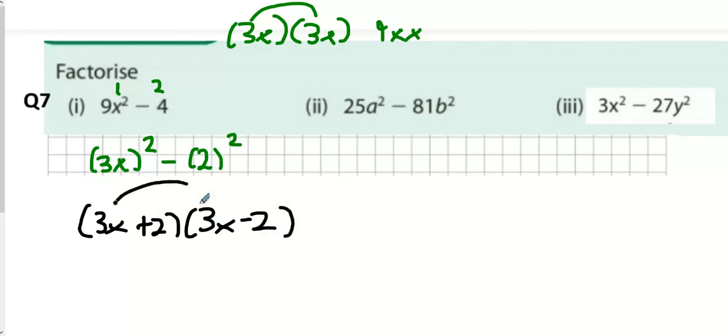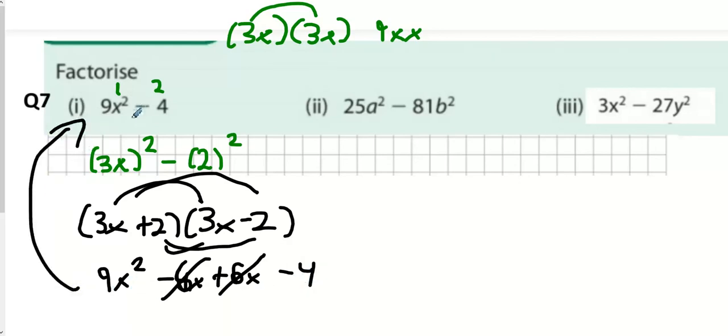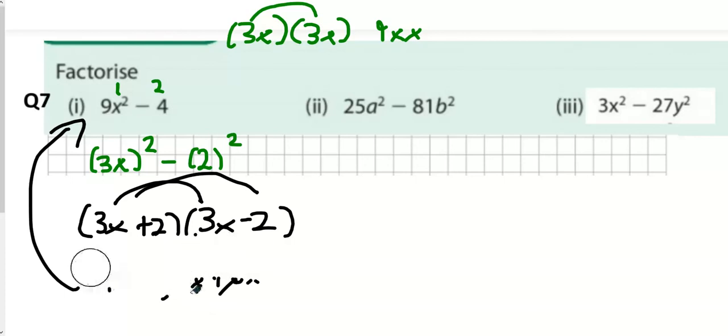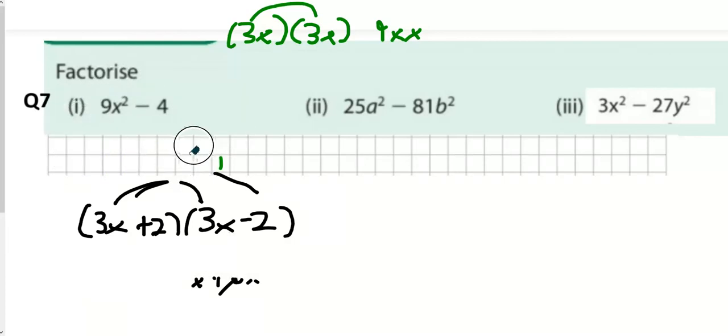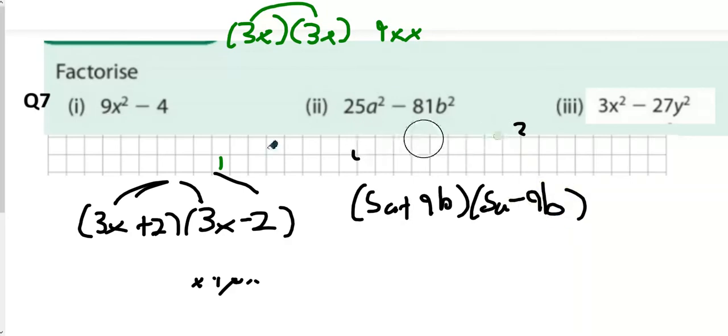And if you aren't sure about this answer, multiply it back out, and you get 9x squared minus 6x plus 6x, and then 2 times minus 2 is minus 4. The middle minus 6x and plus 6x cancels, and it gives you back the original answer. Okay, so that's how you know to do that one. Now, on the next one here, this is going to be 5a all squared minus 9b all squared, which is going to be 5a plus 9b and 5a minus 9b. Happy days. Same thing, multiply it back out and it'll work.